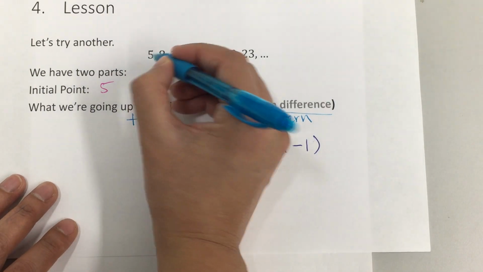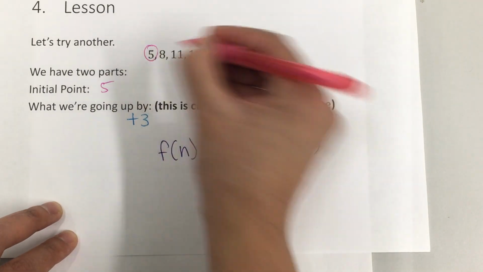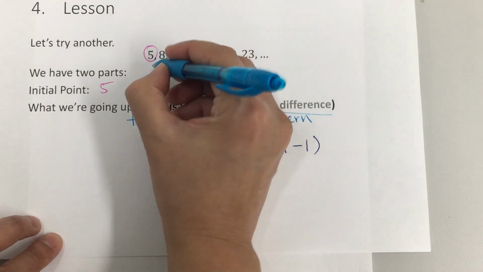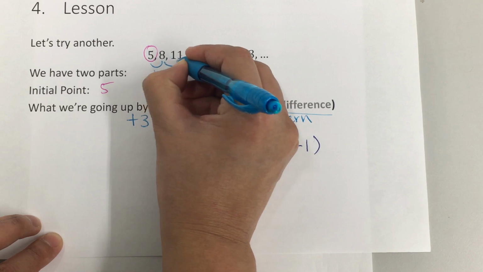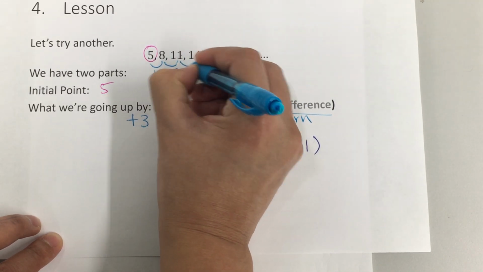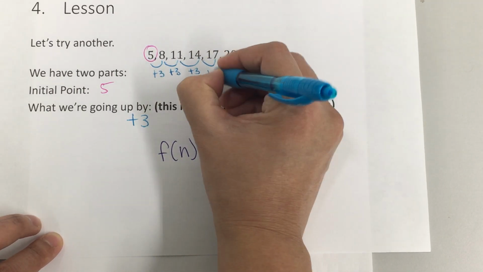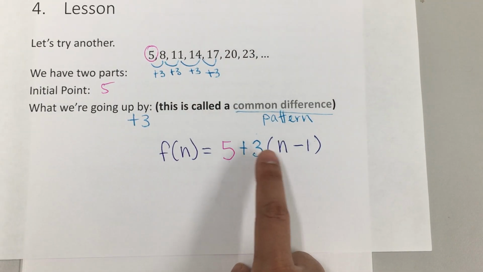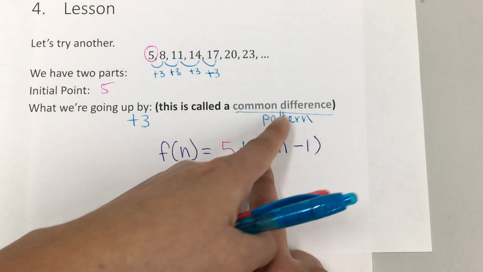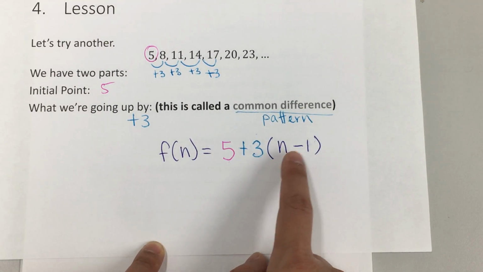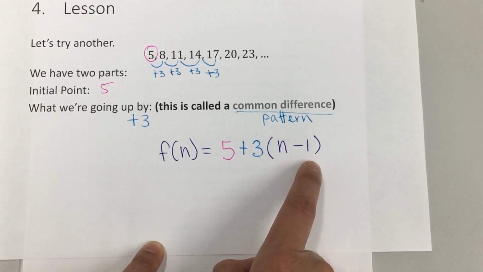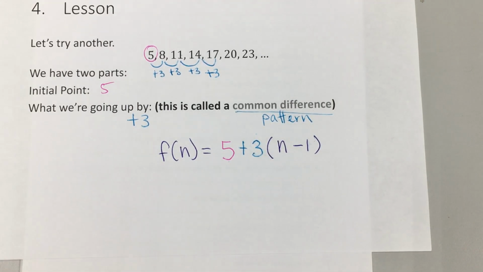Again, this was my initial point. It goes right here. My pattern is to add 3 to that first one, then add 3 to the previous one, etc. And so that goes in here, and the pattern or common difference is always multiplied by n minus 1. Always as a factor with the pattern. Okay, let's try another one.